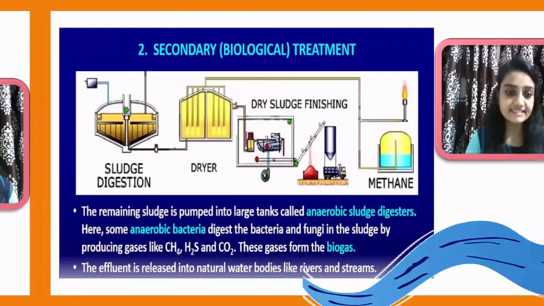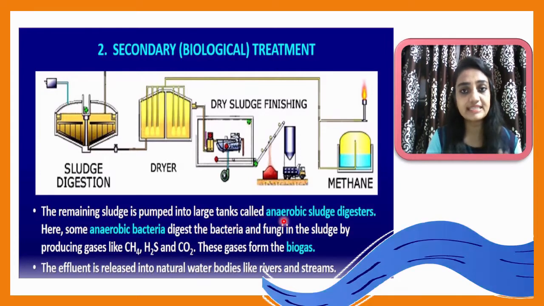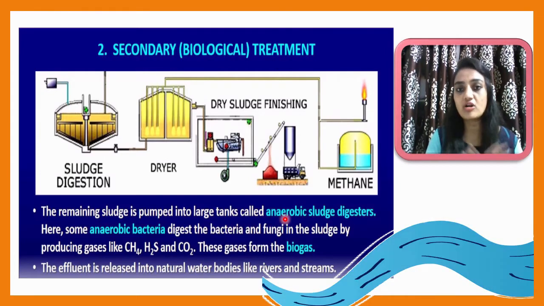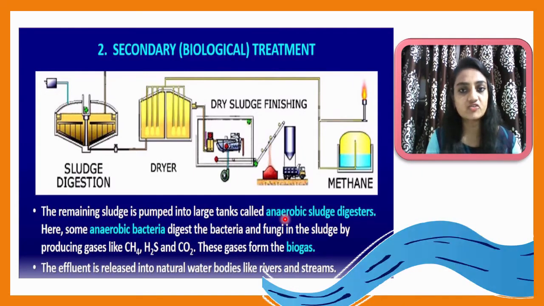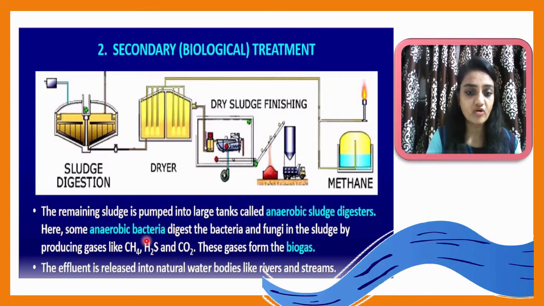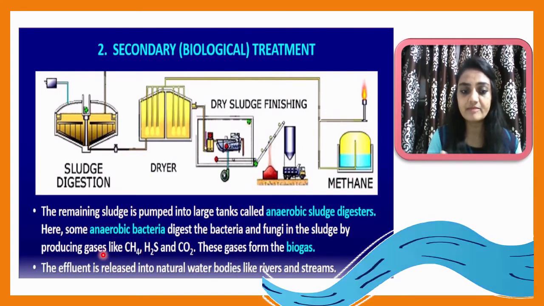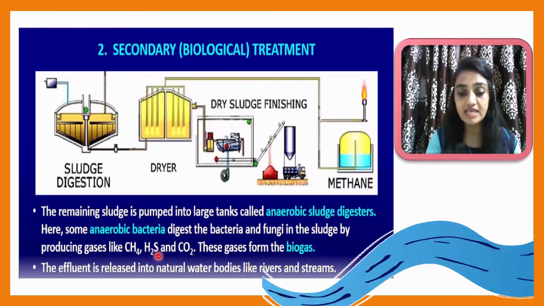After this stage, the remaining sludge is pumped into the last tank, okay, and this last tank is called the anaerobic sludge digester, because here all the process will now occur anaerobically. That means in the absence of oxygen. Here some anaerobic bacteria, which grow in the absence of oxygen, digest the bacteria and fungus in the sludge by producing gases. Along with that they will produce gases, and those are methane gas, hydrogen sulfide gas, and carbon dioxide gas.